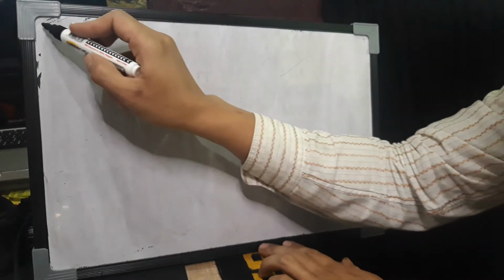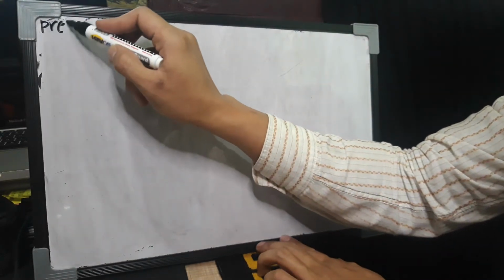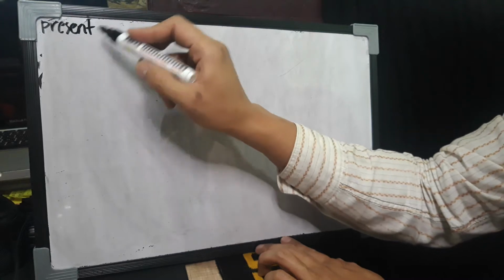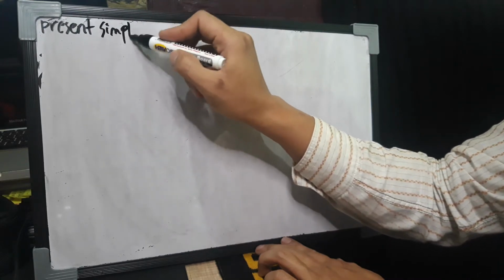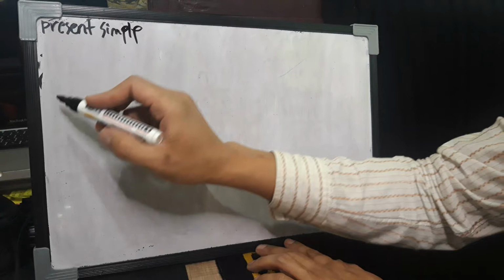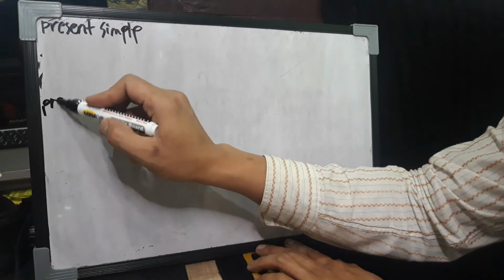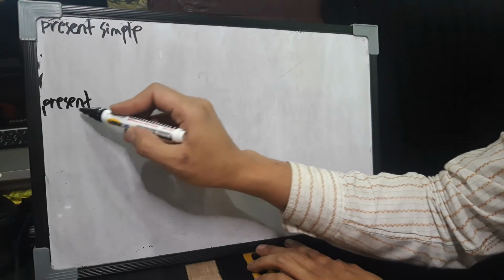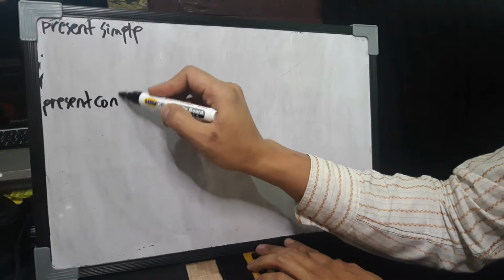Write the patterns of the 12 tenses of verb when it comes to their active and passive form. Okay, so let's start with present simple. So we have here the present simple. And then, of course, we also have your what? We have your present continuous.